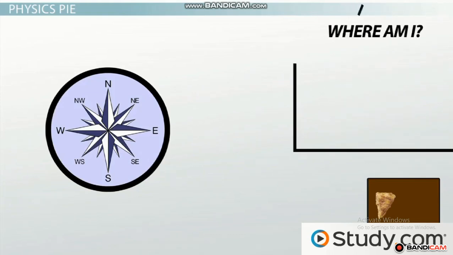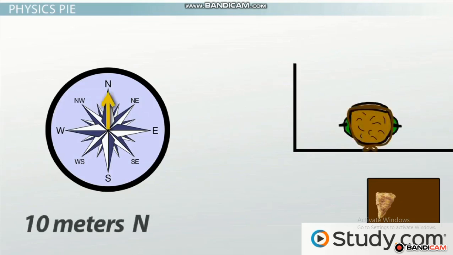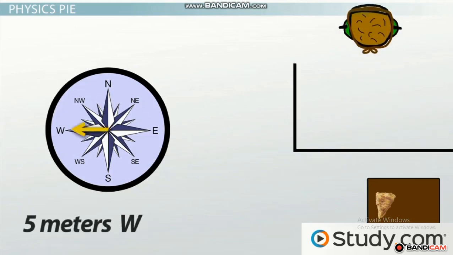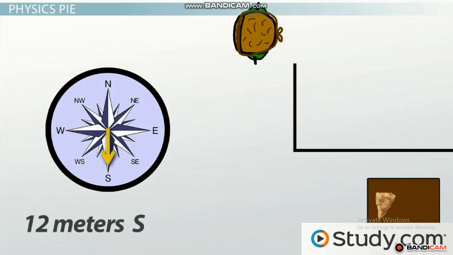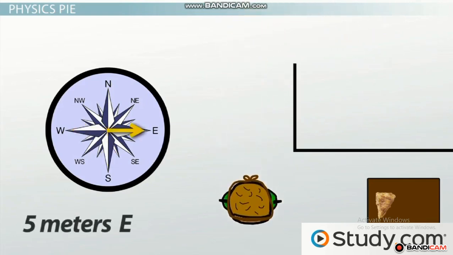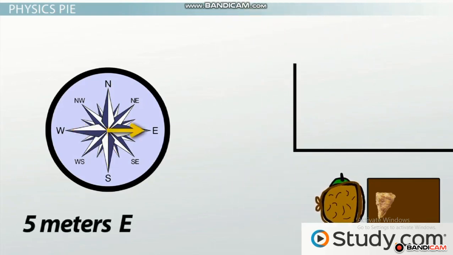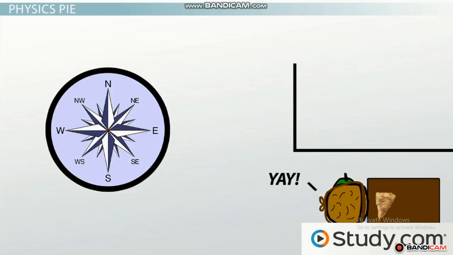Did you find the pie? No? That's impossible. I told you exactly how far you needed to walk. I'll give you another chance. Walk 10 meters north, then 5 meters west, then 12 meters south, then 5 meters east. Congratulations, right? Pretty tasty pie.